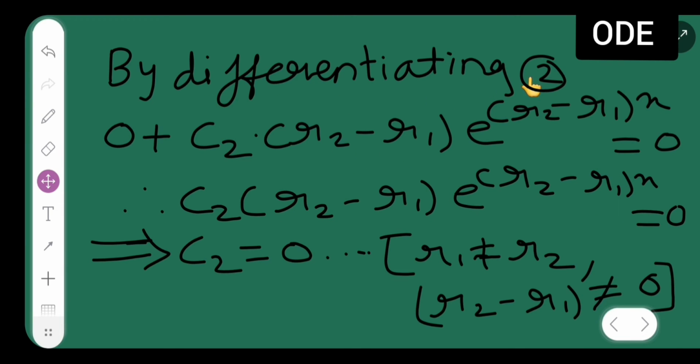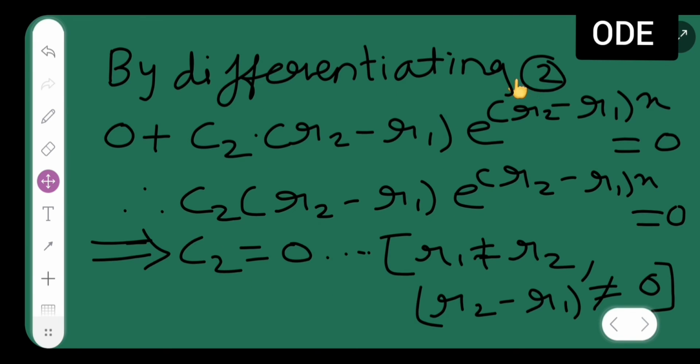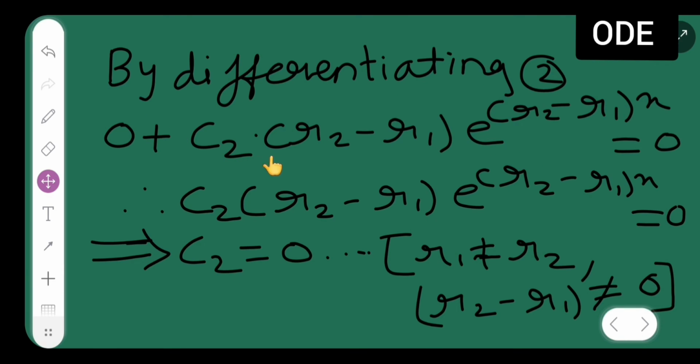Now by differentiating equation 2, what will I get? This will be 0, right? So write down 0 plus c2, then e raised to power of r2 minus r1 will be coming forward into e raised to power of this. So c2 into (r2 minus r1) into e raised to power of (r2 minus r1) x is equal to 0.